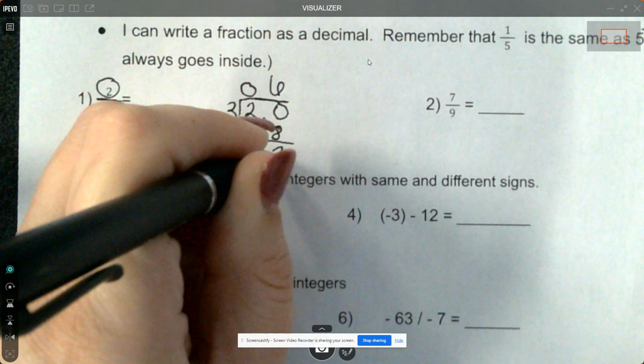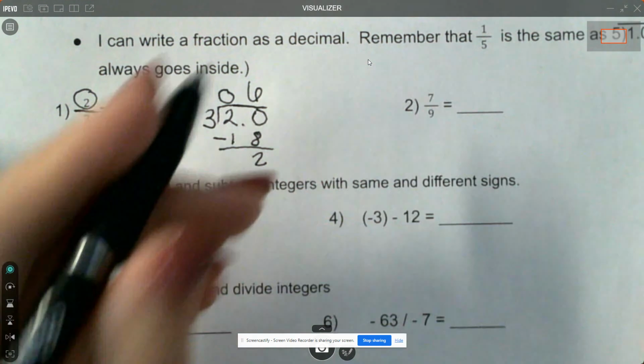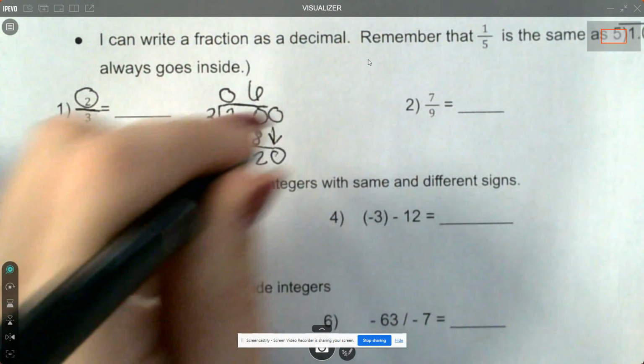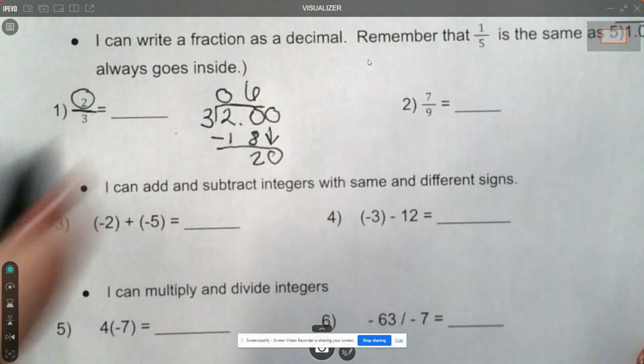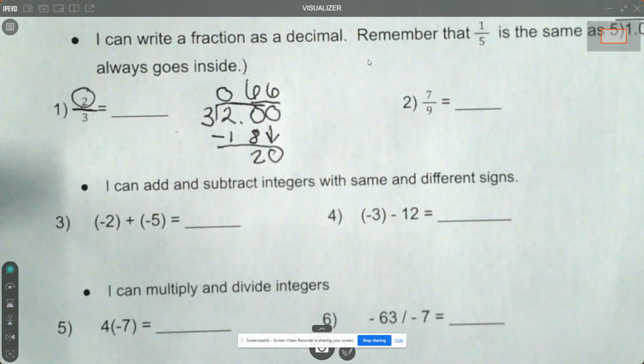Subtract. Uh-oh, I got some left over. So what do I need to do, Easton? Add another 0. Bring it down. Does 3 go into 20? How many times? 6. Do y'all notice anything that's happening? Yes. It's a pattern. It's repeating itself.